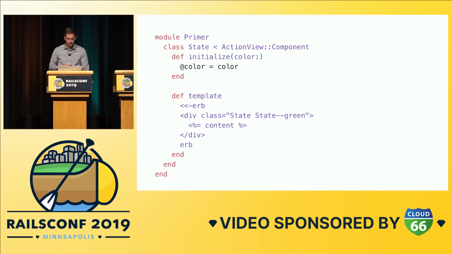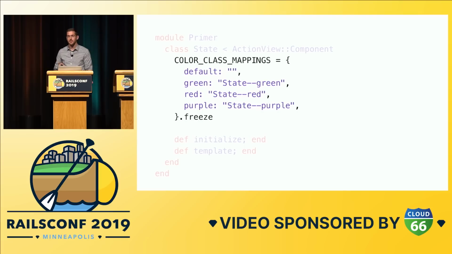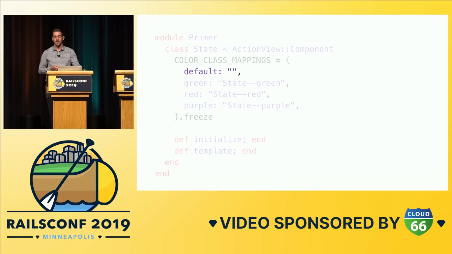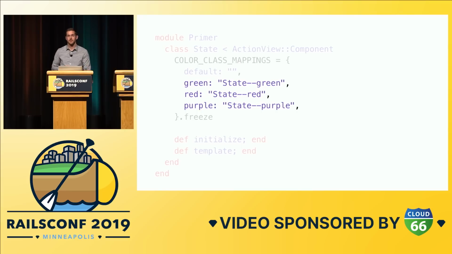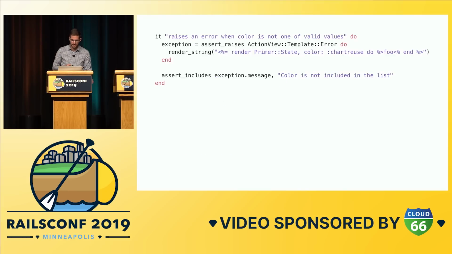So let's go back to our component, and let's capture those relationships in a constant. This gives us a clear mapping between the default value and not applying a CSS class, and the color values and their respective CSS classes. What's great is that the keys of our hash also represent the entirety of the values we should allow for the color argument. So how can we enforce this in our component?